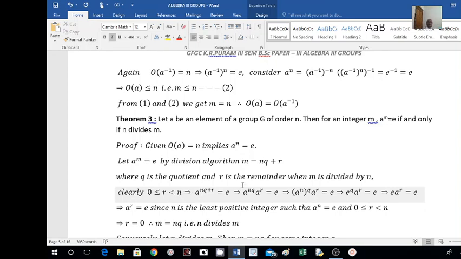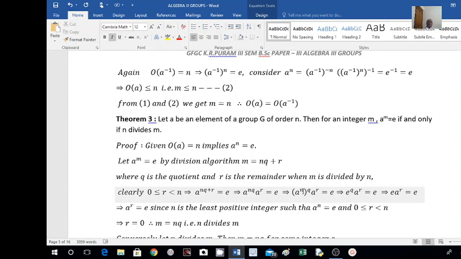Now, a to the power of m equal to e means a to the power of nq plus r, since this is our m here. This can be written as a to the power of nq into a to the power of r, and this is equal to e. Now, write a to the power of nq as a to the power of n whole to the power of q, into a to the power of r.